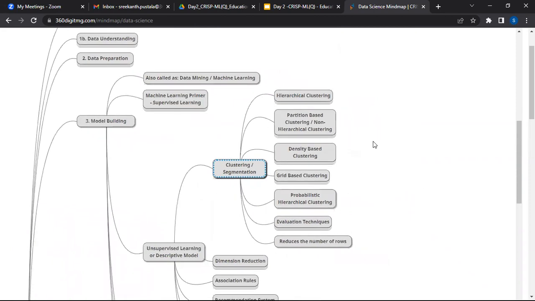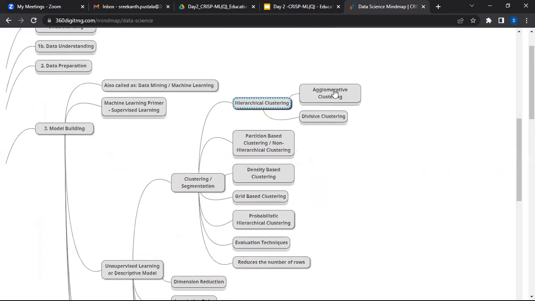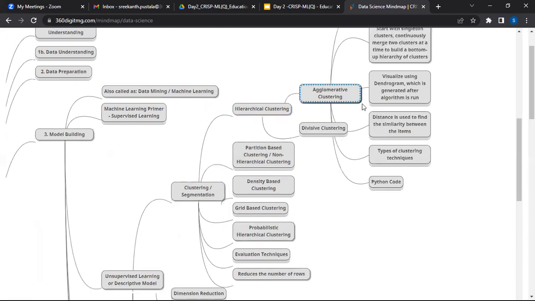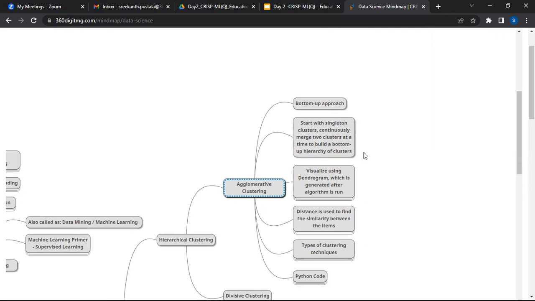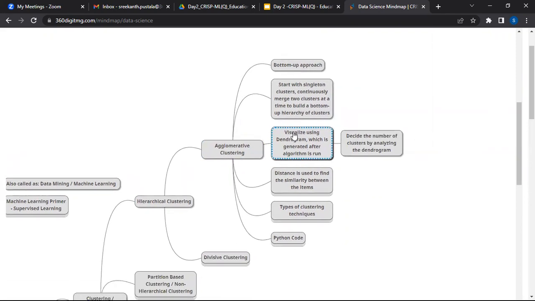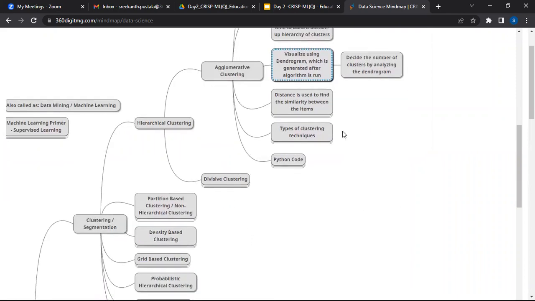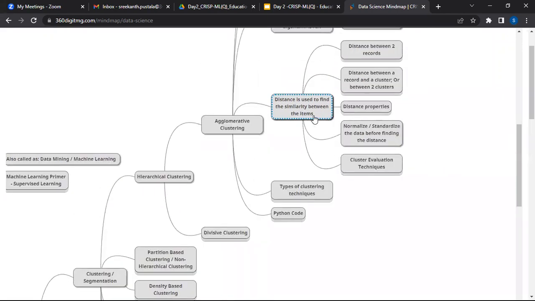When we look deeper, in the clustering model itself there are many different techniques. We start with hierarchical clustering, which contains agglomerative clustering and divisive clustering. Agglomerative clustering is a bottom-up approach. We start with singleton clusters and continuously merge two clusters at a time to build a bottom-up hierarchy of clusters. We visualize it using a dendrogram, which is generated after the algorithm is run.